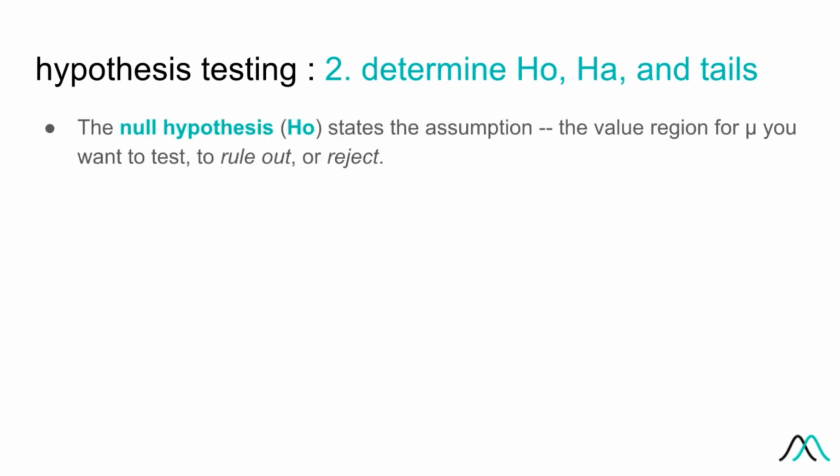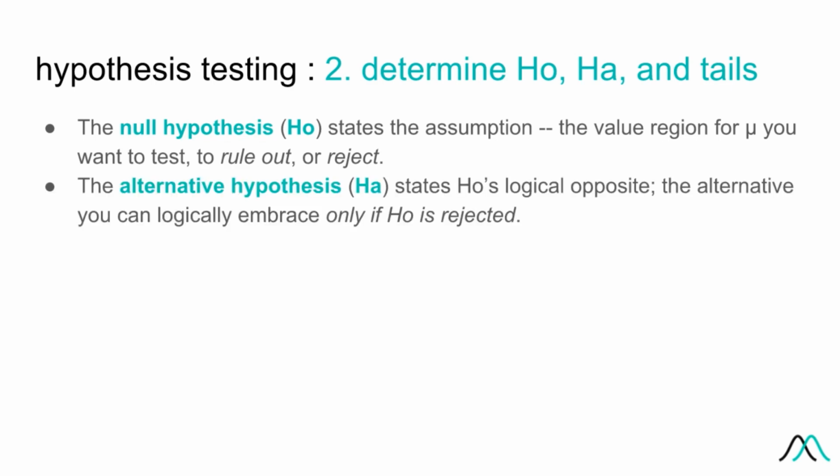So in our question, the null hypothesis is that mu equals 8. H0, that is, states the assumption, the value region for mu that you want to test, rule out, or reject. Now together, H0 and HA, the alternative, have to be complete. They have to cover the full logical ground of what mu could be. Because if you disprove something, you've logically proven its complement. So if you've ruled out H0, you've logically ruled in the complement HA. So in our example, HA would be that mu does not equal 8.